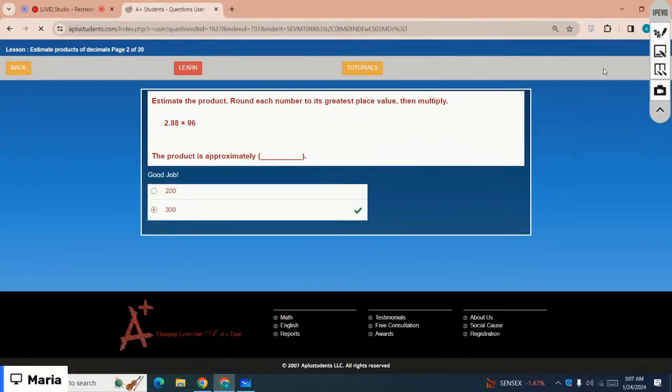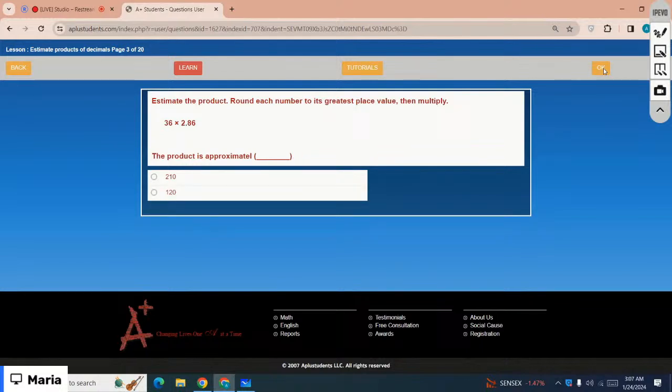Okay, the next one is estimate the product. Round each number to its greatest place value and then multiply. Now you can round off, use your notebook and pencil, round off the numbers, find the product and write the answer in the chat box. I'm waiting for the answers from your side.